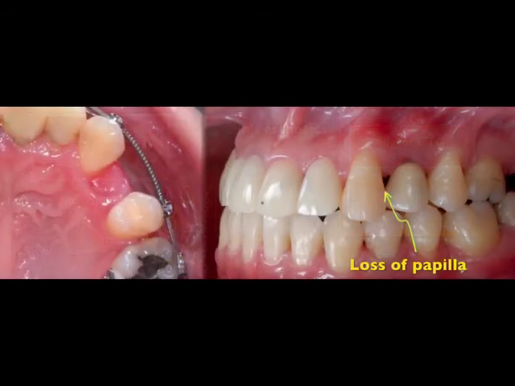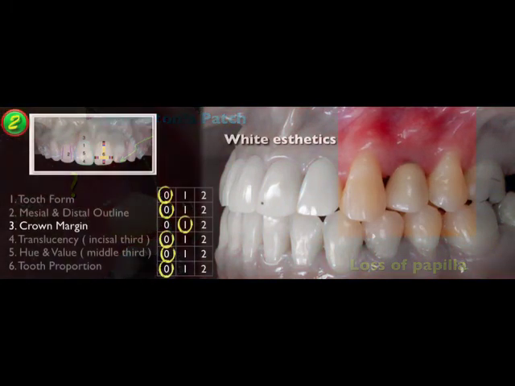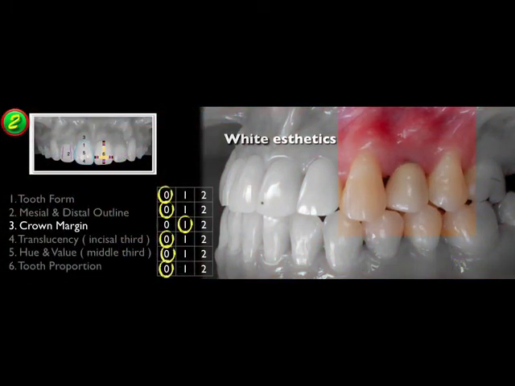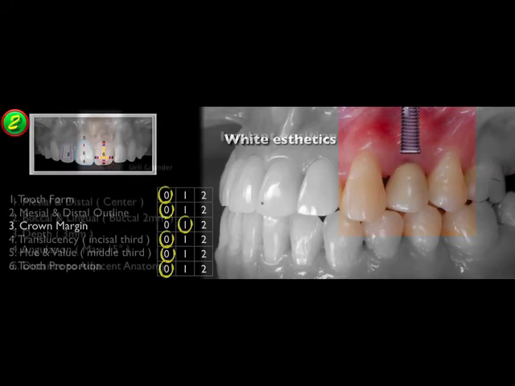The cause of papilla loss is suspected to be the result of moving teeth. When a tooth is moved during the orthodontic treatment, the surrounding gingiva may change. This kind of red patch, we call it Everton's patch. As to white aesthetics, the major point deduction lies in the supragingival crown margin. So we should place the fixture deeper to compensate for this problem.